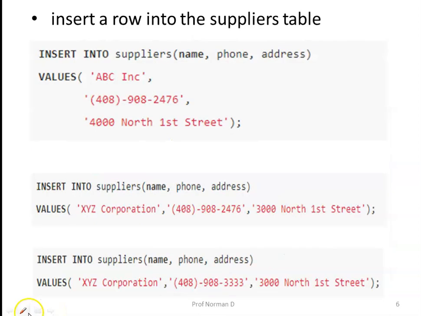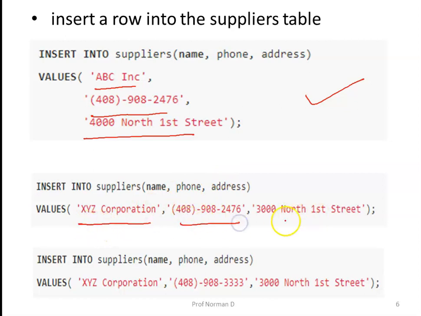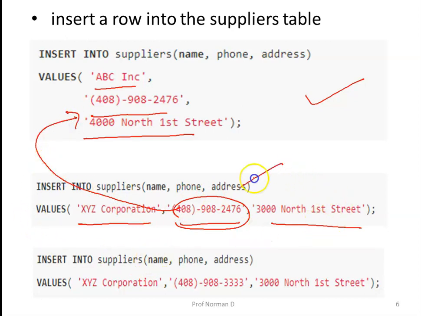Now let's try to insert some tuples in this relation. So I make the first insertion in my table suppliers. I make an insertion with respect to name, the phone number and the address. So my first insertion is the name is ABC, phone number is this, and this is my address. So this will be accepted. The second insertion is with respect to name, phone and address again, but this time the name is XYZ Corporation. This is my phone number and this is my address. Now this will create an error because the phone number over here and the phone number over here is the same. So this will not be accepted.